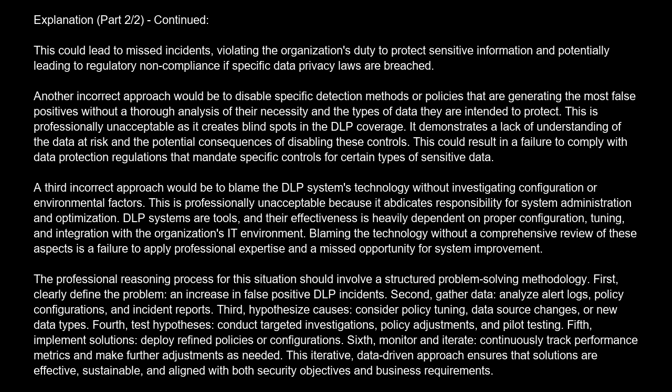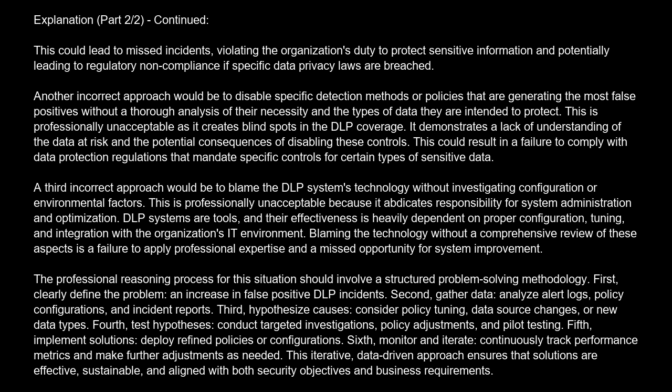Another incorrect approach would be to disable specific detection methods or policies that are generating the most false positives without a thorough analysis of their necessity and the types of data they are intended to protect. This is professionally unacceptable as it creates blind spots in the DLP coverage. It demonstrates a lack of understanding of the data at risk and the potential consequences of disabling these controls. This could result in a failure to comply with data protection regulations that mandate specific controls for certain types of sensitive data.